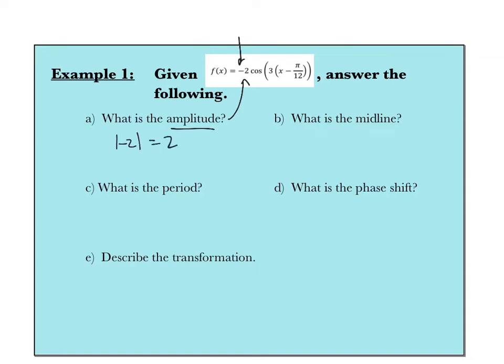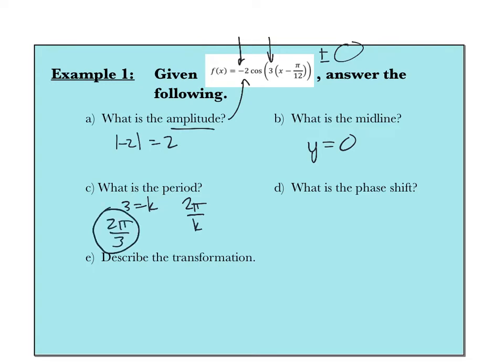The midline, do I add or subtract anything on the outside anywhere? The answer is no. So it's going to be 0. Okay, so you see how there's that 3 right there? So remember, that is my k. So I take 2 pi over that.